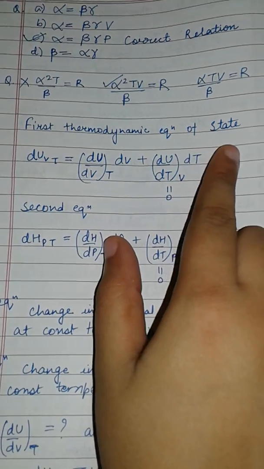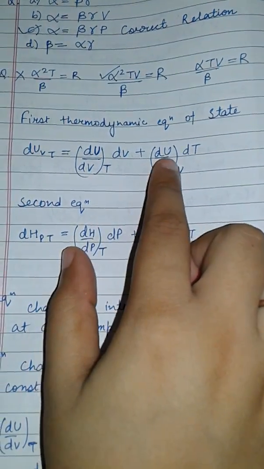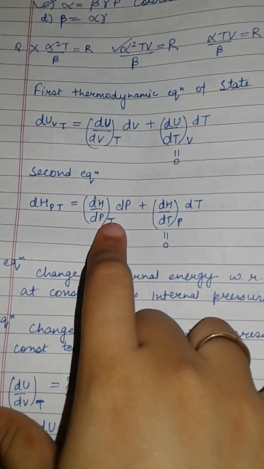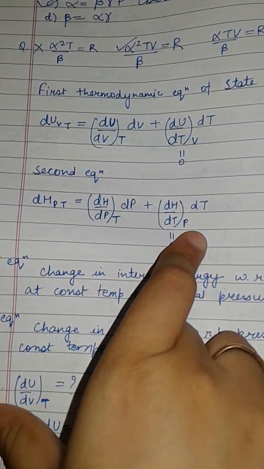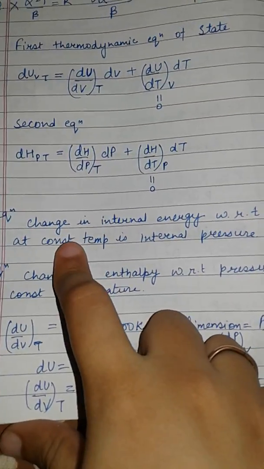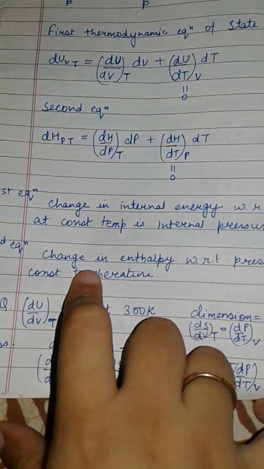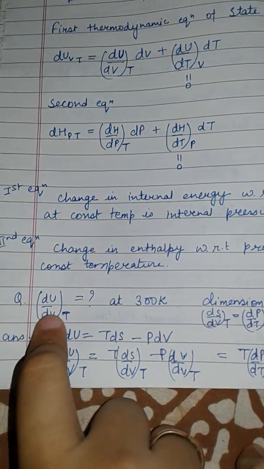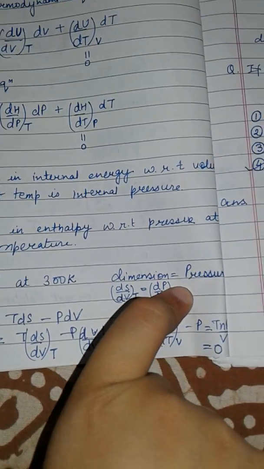Now the first thermodynamic equation of state is dU equals dU/dV at constant T dV plus dU/dT at constant V dT. The second equation is dH equals dH/dP at constant T dP plus dH/dT at constant P dT. The first equation is change in internal energy with respect to volume at constant temperature, which is internal pressure. The second equation is change in enthalpy with respect to pressure at constant temperature. Now the question is dU/dV at constant T is what? At 300 Kelvin. Dimension is pressure.